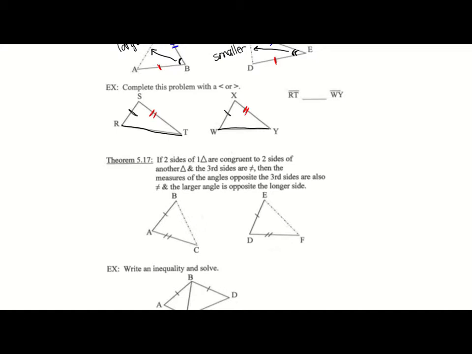Now, our given information is not written on here, so S is 70 and X is 75. So those are my included angles. They're not congruent, so I know that these sides are going to be different, and whichever angle is larger is going to have the larger side. So that means since this angle is 75, WY is going to be greater than RT.